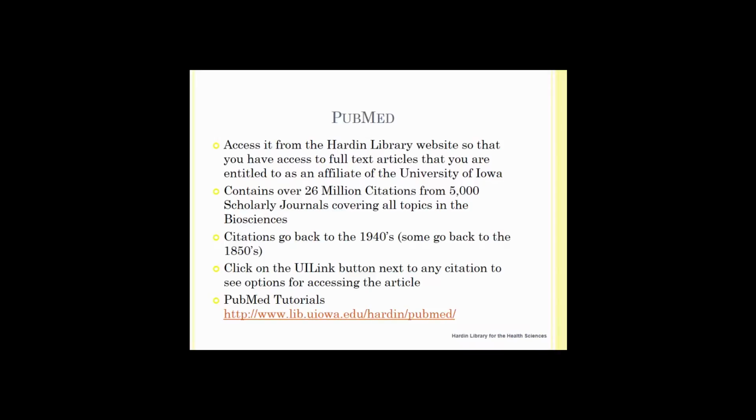You click on that button, and that will tell you your options for accessing the article, whether that article is available electronically or whether we have it at the Hardin Library, a physical copy, or if we just don't have it at all. Again, you can request that article through interlibrary loan, so if it's not available electronically, that's okay. You can still get it for free.